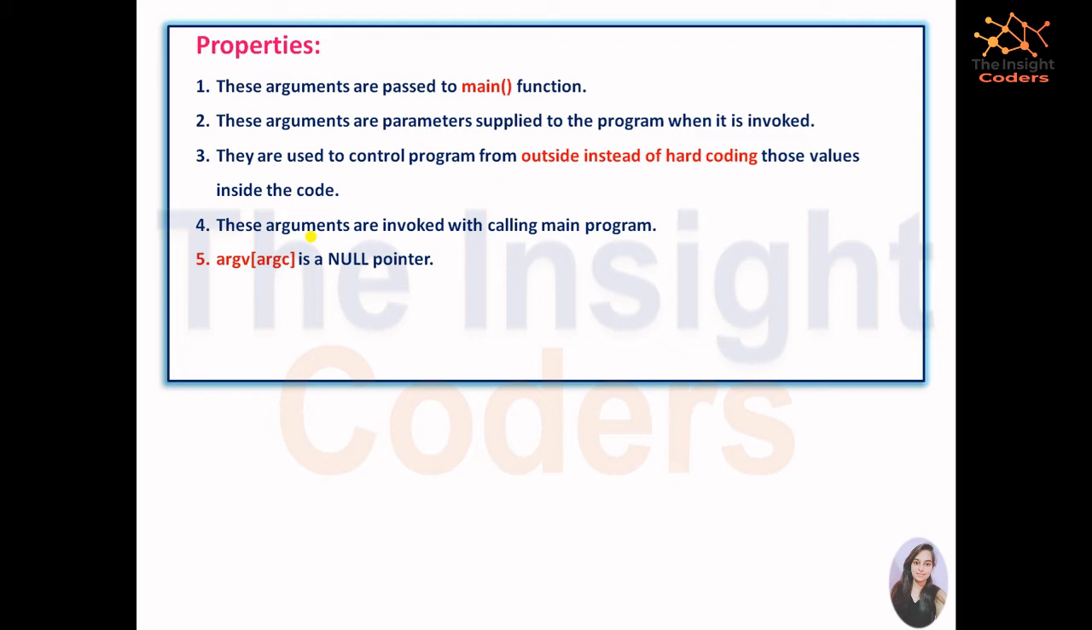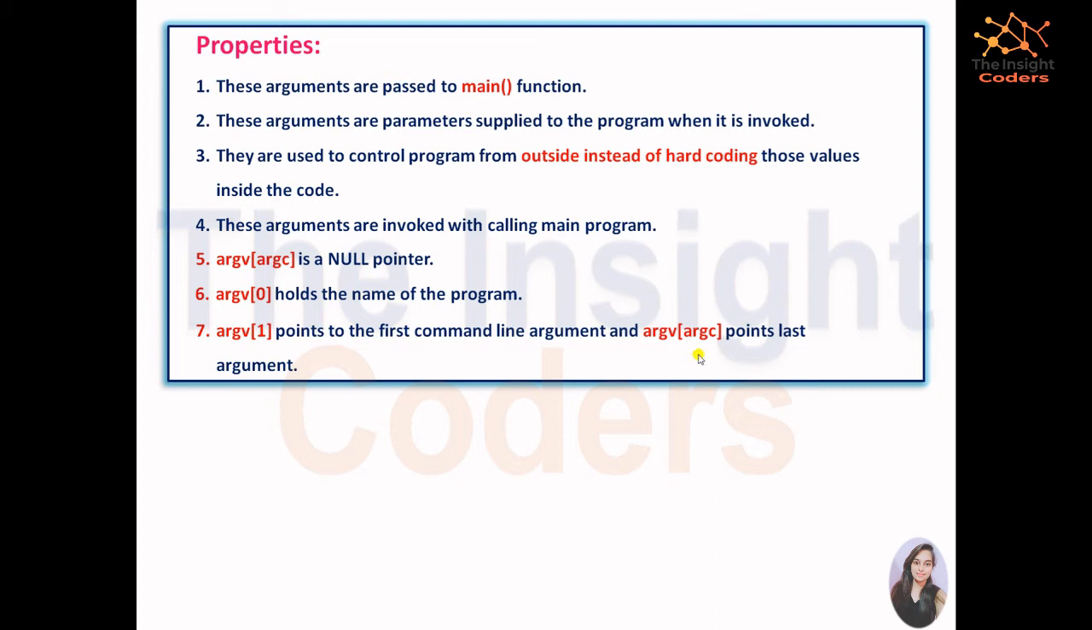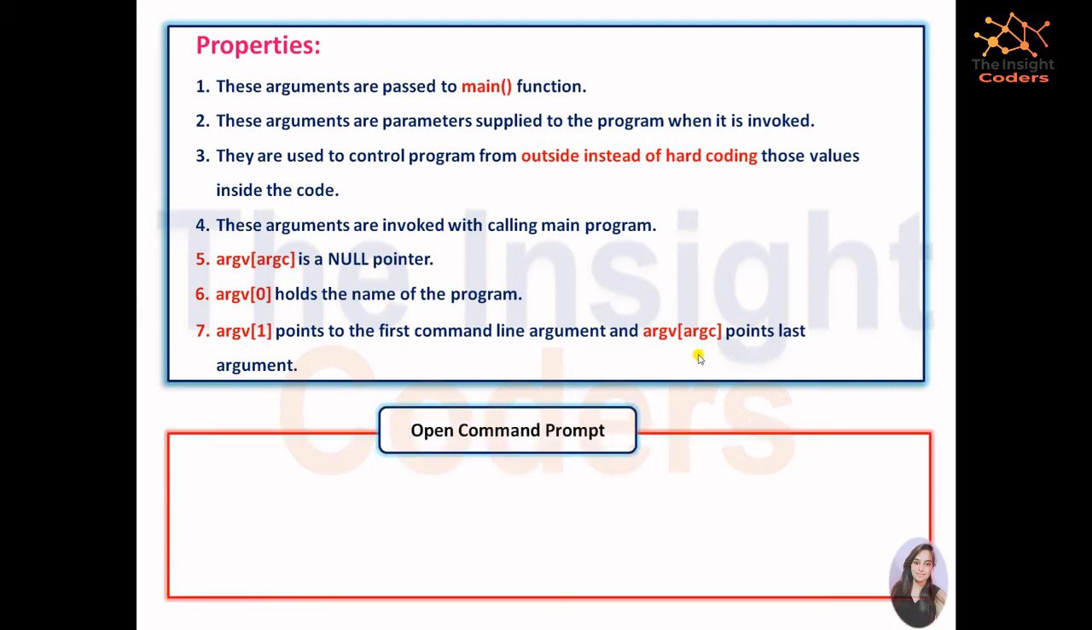Since it is an array of strings, the last argument, the one at argc, is always a null pointer. The 0th one holds the name of the program, and the rest are the arguments like 10, 20, 30, the input values. So how do we give them?